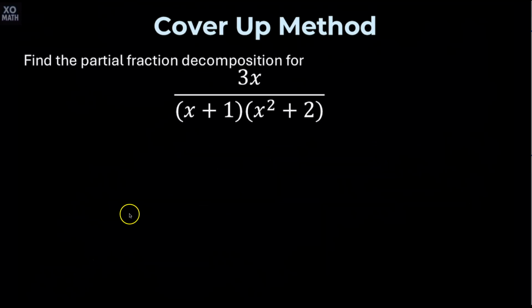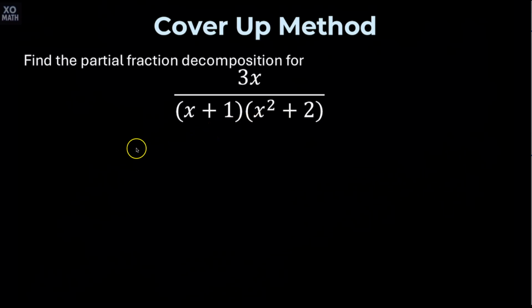We're going to try another cover-up method for this partial fraction decomposition. Here we have 3x over the quantity x plus 1 times the quantity x squared plus 2. The denominator is factored, but one of the factors is an irreducible quadratic, x squared plus 2. And so we're not going to completely be able to use just the cover-up method, but it is going to help us. And this is where we are going to need to know those other more traditional strategies.